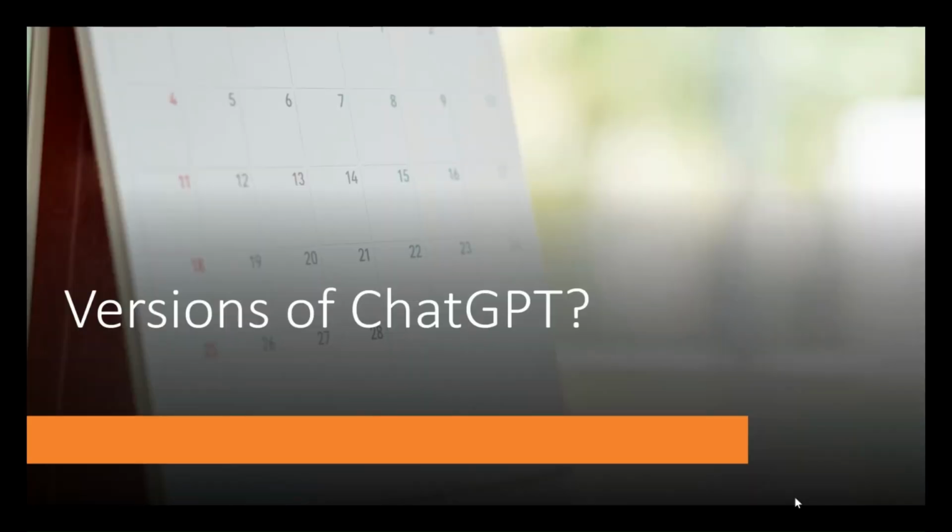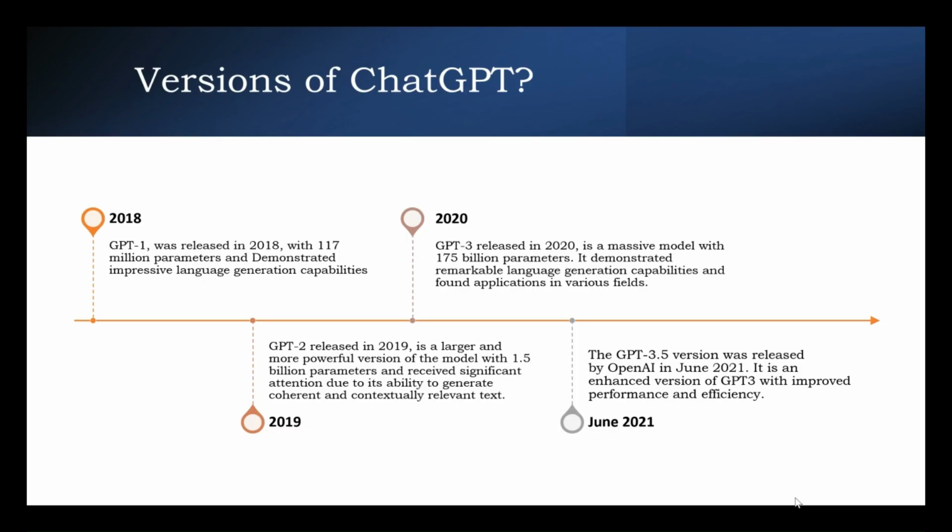Next, coming to the versions. So far, GPT has been released day by day with different versions. The first version, GPT-1, was released in 2018 with 117 million parameters and demonstrated impressive language generation capabilities. That means they trained the machine with 117 million parameters.